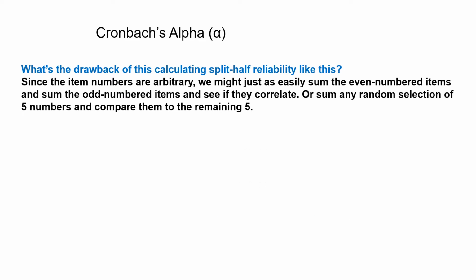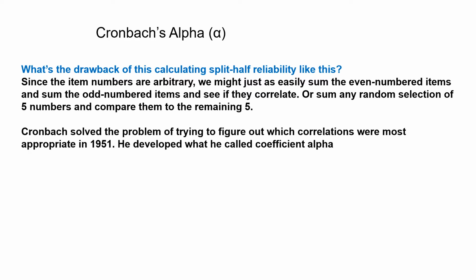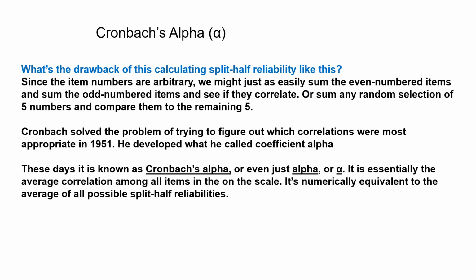The drawback of calculating it like this, since the numbers are arbitrary, is we might just as easily sum even numbers. We might sum 1 through 5. We could do all these different random sums. And because of this, we could miss minor things. We could miss those issues that would arise. Cronbach solved this problem by trying to figure out which correlations were most appropriate. And he developed what's referred to as the coefficient alpha. It can be called Cronbach's alpha, any of these. In statistics, we use alpha in multiple different ways, but this is one of the things that originated with alpha.